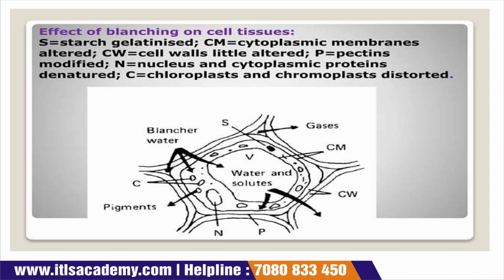Effect of blanching on cell tissue. S is for starch gelatinization, CM is cytoplasmic membrane, CW is cell wall, little altered, P is pectin modified, N is nucleus and cytoplasmic protein denatured, C is chloroplast and chromoplast distorted.